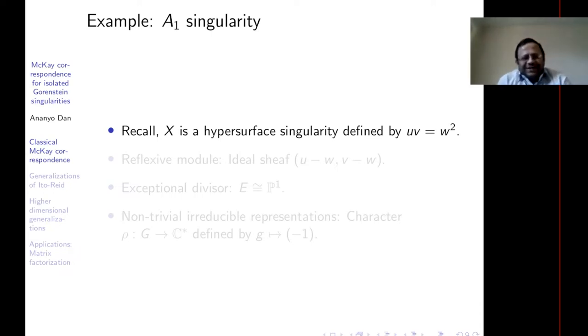So a very simple example of what we saw before. I'm writing it for the A1 singularity, but you can very easily do it for AN singularities and for other rational double points. So we saw that the A1 singularity was given by this hypersurface UV equals W squared. The only indecomposable reflexive module in this case is of rank 1. In fact, it is the ideal sheaf generated by U minus W and V minus W.